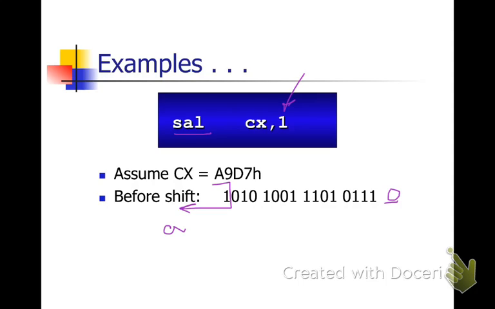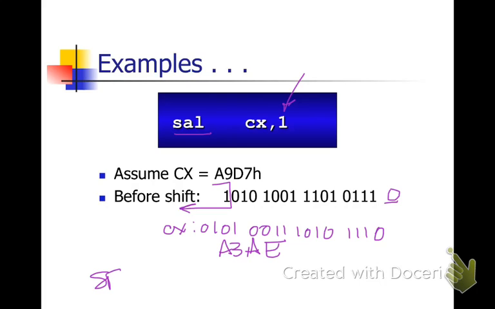So CX after is going to be 0101 0011 1010 1110. Or A3AE when we're done. Okay? Now, let's look at sign flag, carry flag, zero flag, overflow flag.